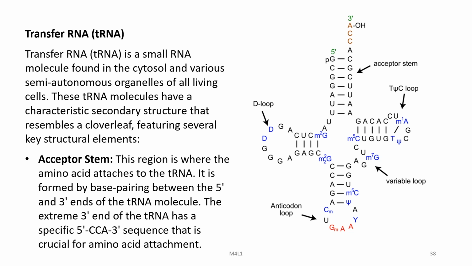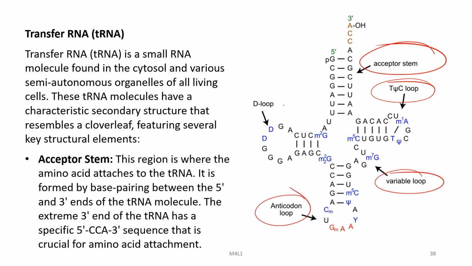tRNA is transfer RNA, which is a small RNA molecule found in the cytosol and various semi-autonomous organelles of all living cells. These tRNA molecules have a characteristic secondary structure that resembles a clover leaf, featuring several key structural elements: the acceptor stem, the T-C loop, the variable loop, the anticodon loop and the D loop.